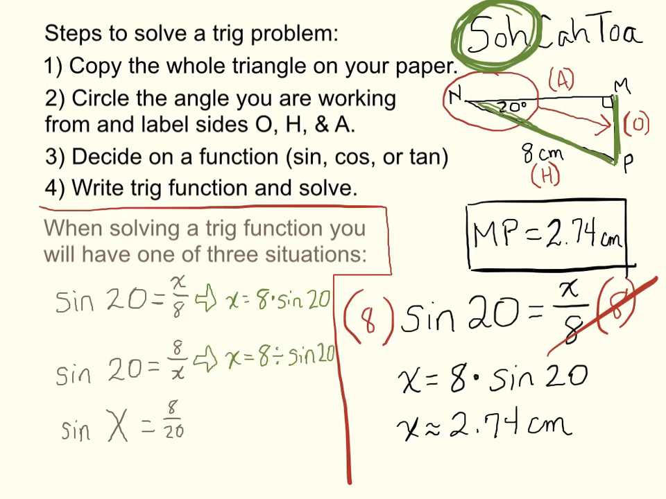If what we're trying to find is on the denominator, what we're going to do is instead of multiplying like we did there, we're going to divide. And lastly, if what we're trying to find is the angle itself, then what we're going to do is use what's called the inverse sine on your calculator of 8 divided by 20. And those are the only 3 situations that you're going to have in basic trigonometry. So if you just learn those 3 things, you'll be doing really well. Okay, let's move on to another problem.